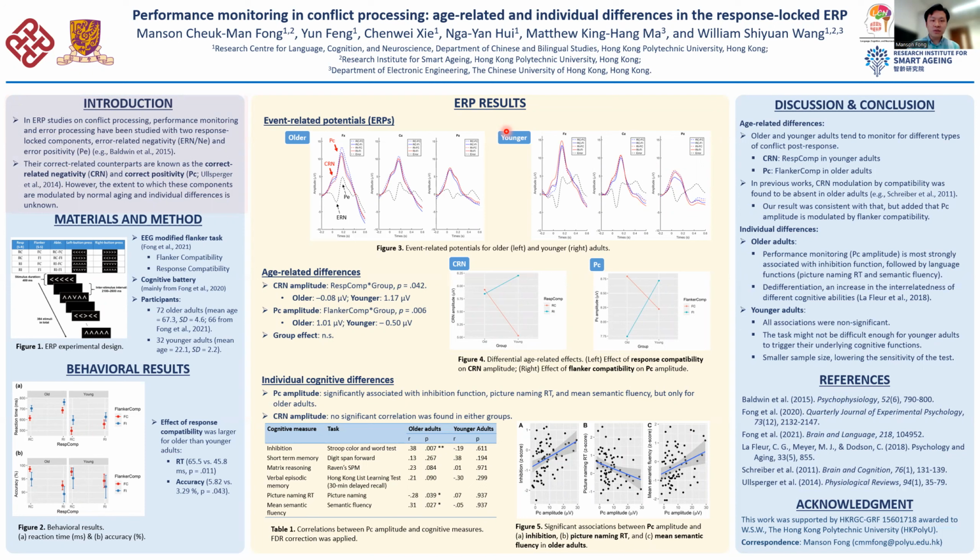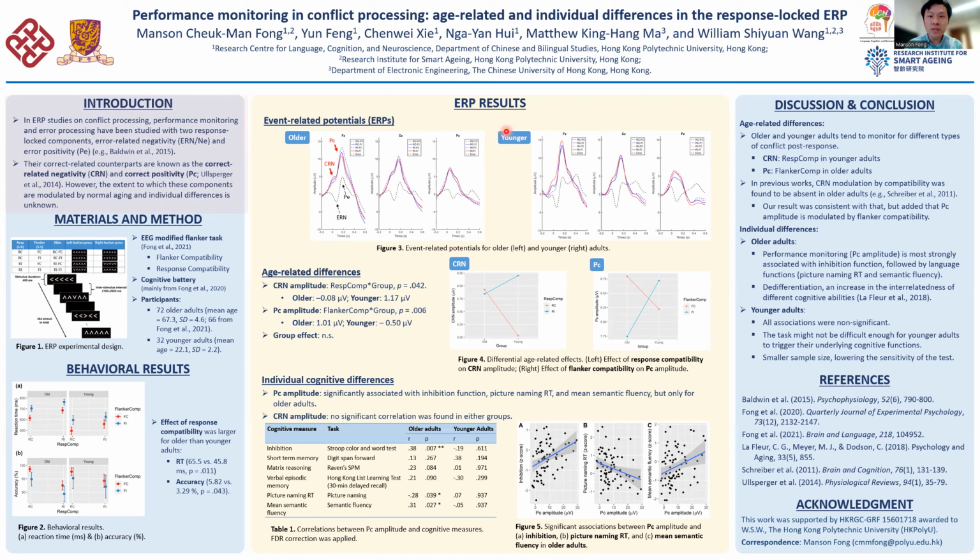In ERP studies on conflict processing, performance monitoring and error processing have been studied with two response-locked components: error-related negativity, ERN/Ne, and error positivity, Pe. Besides these two components, there are two lesser-known components termed the correct-related negativity, CRN, and correct positivity, Pc, and they are the correct counterparts for ERN and Pe.